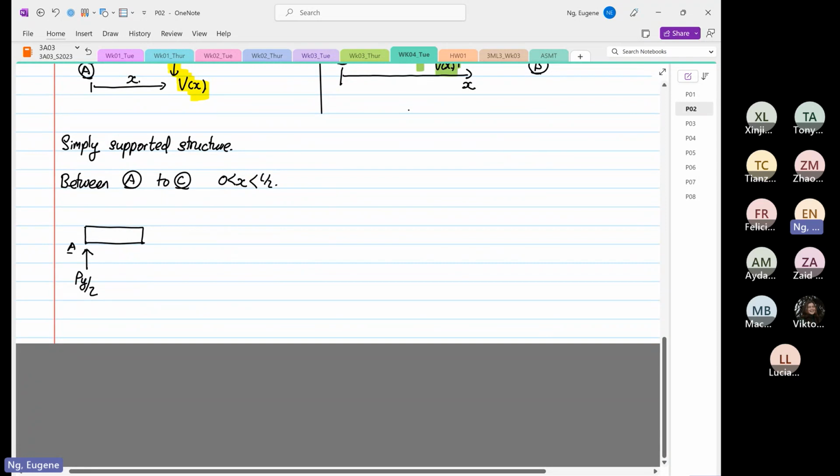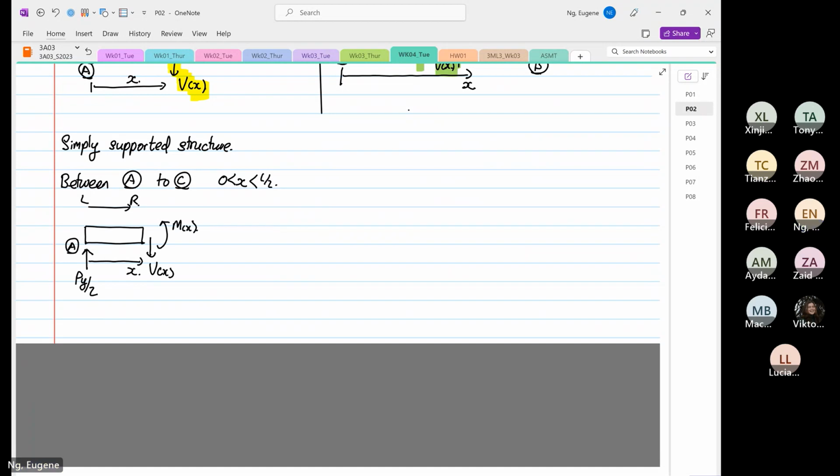This is your point A. This is your distance, what? X. Okay. And then we are going to assume positive shear. So our analysis now is from where? Left to right. Okay. So positive shear. So V as a function of x, and over here, M as a function of x. Then all we need to do now is to carry out static analysis. So positive is going up. Summation of forces in the y direction is equal to 0.